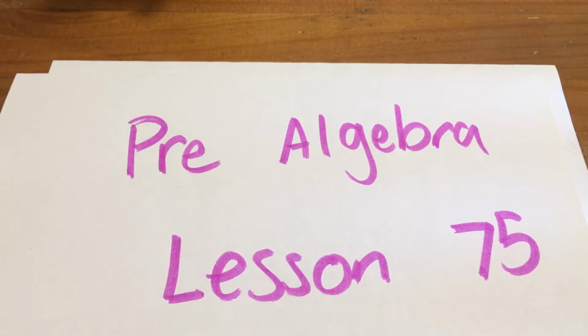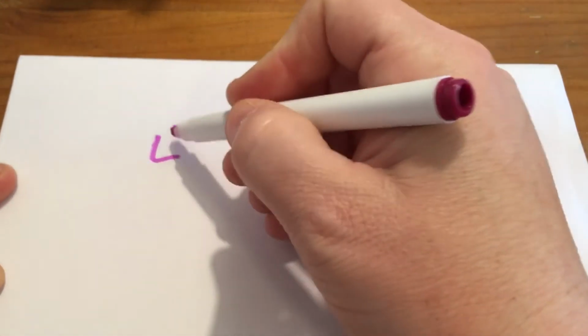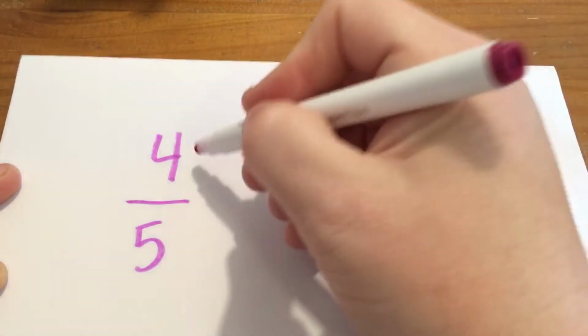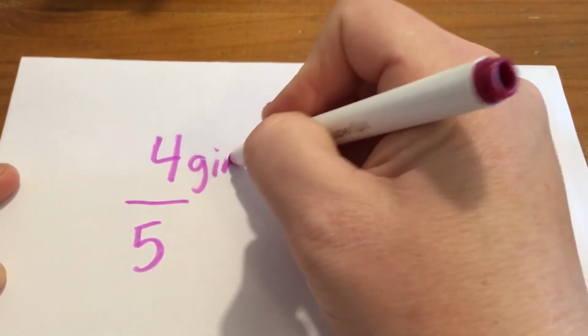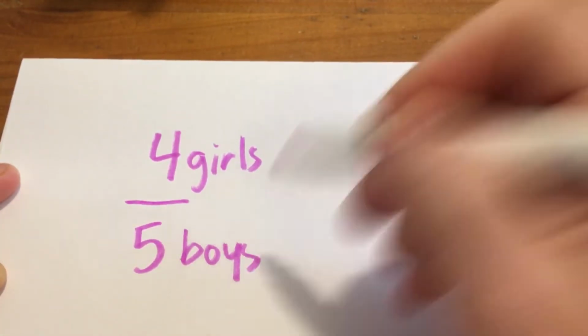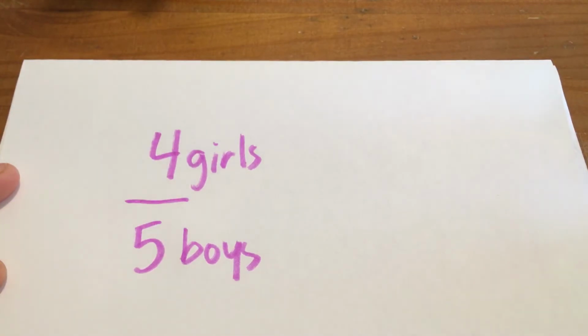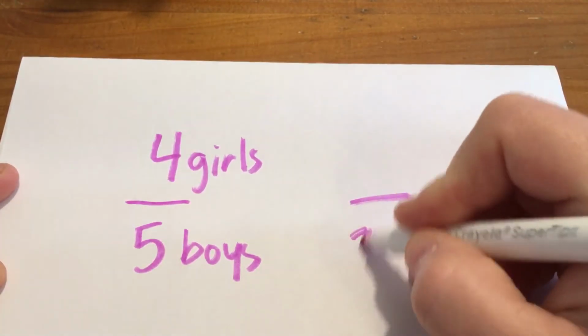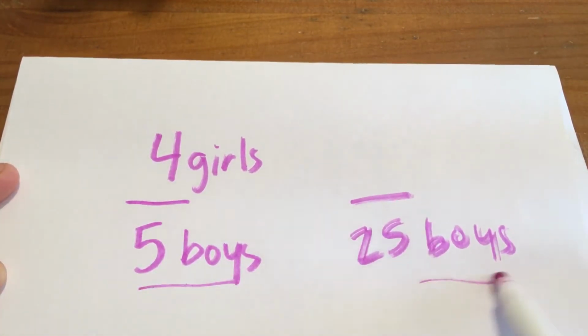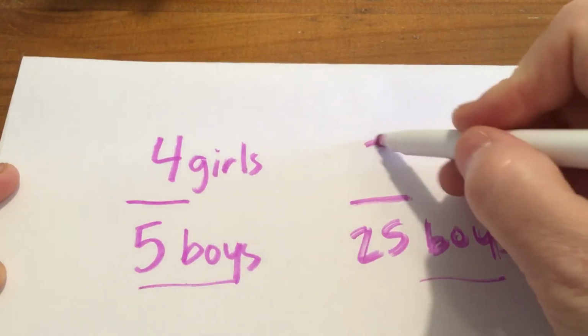Today's lesson is lesson 75, and it is on ratios. You guys remember that a ratio is when you compare two things. For example, let's say we have the ratio of 4 girls in a class to every 5 boys. So if we had a class that had 25 boys in it, remember, boys are on the bottom, so boys have to be on the bottom. How many girls would there be?